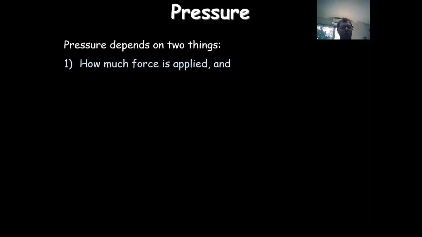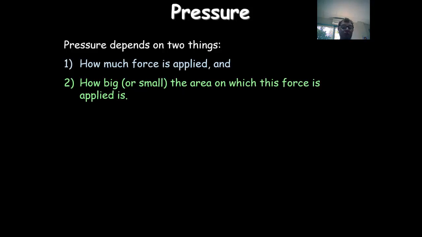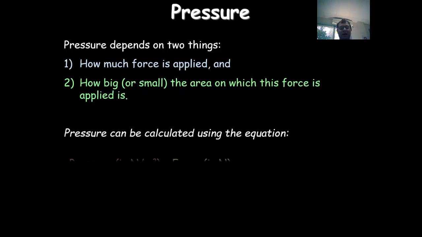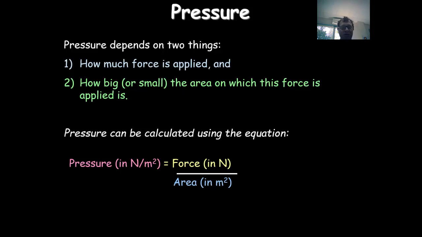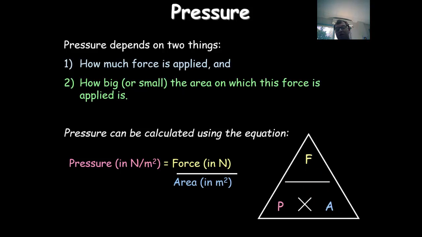So let's put this into a little bit of maths. Pressure depends on these two things: the amount of force applied and how big or small the area is. So it'll be calculated as pressure in newtons per meter squared, which is force in newtons divided by area in meters squared. And we can use this simple calculation triangle if we need any help.